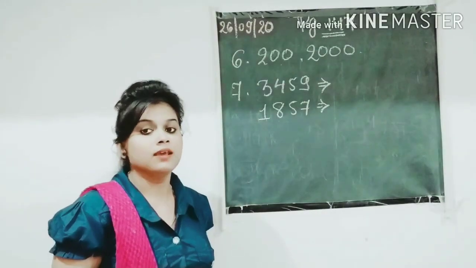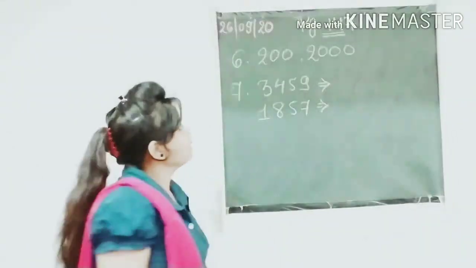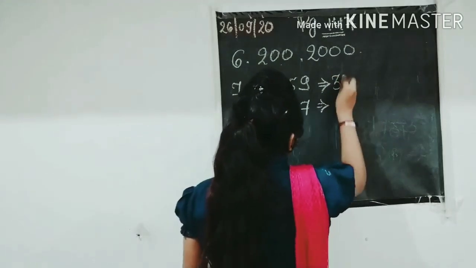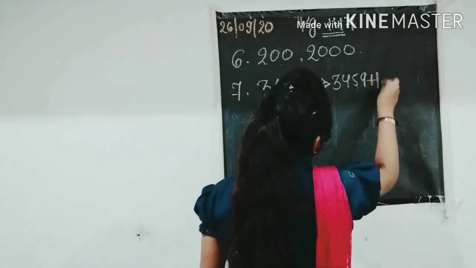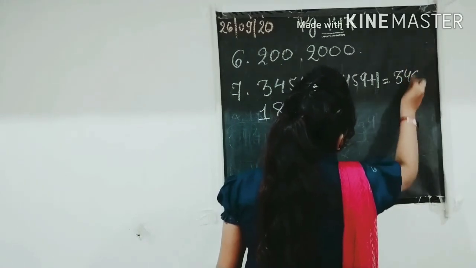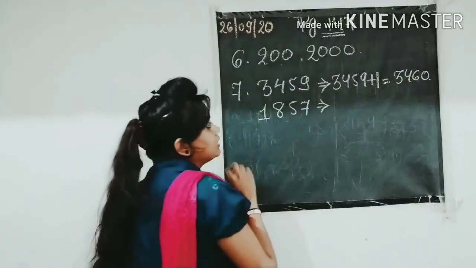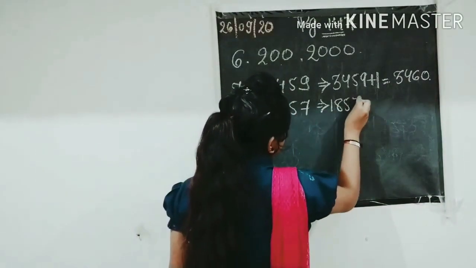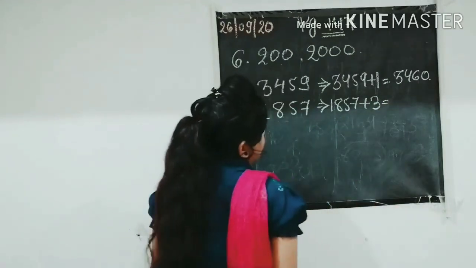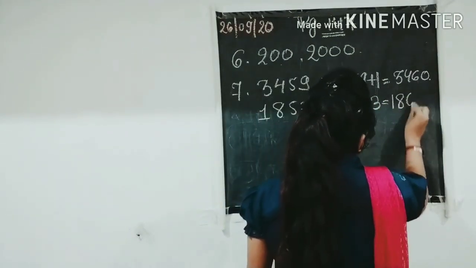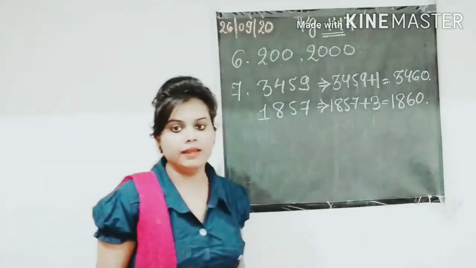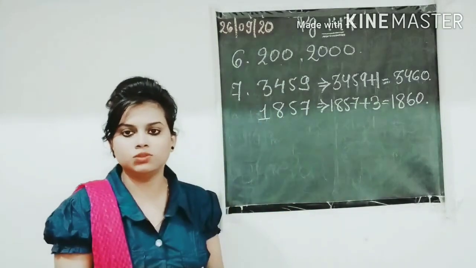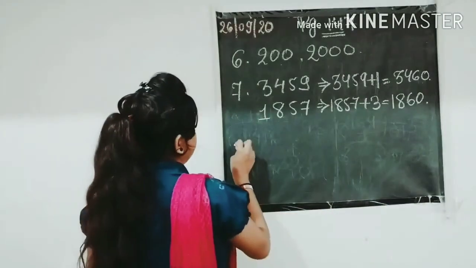The divisibility condition for 10 is that we have to make the ones place 0. So here we have to make this 9 into 0. We can add 1 to it, it will become 3460. And now this number is divisible by 10. Here also in 1857, if we add 3, we will get 1860, which is divisible by 10 because both numbers end with 0. So these two numbers are 1 and 3.